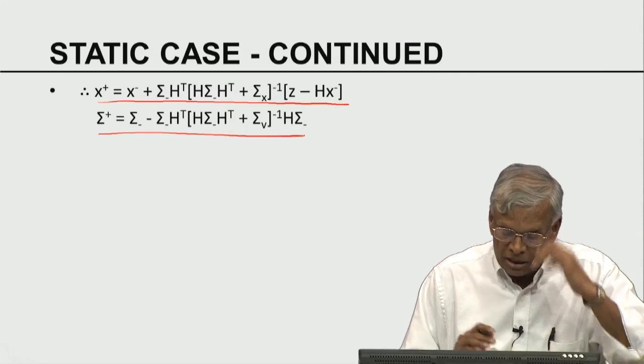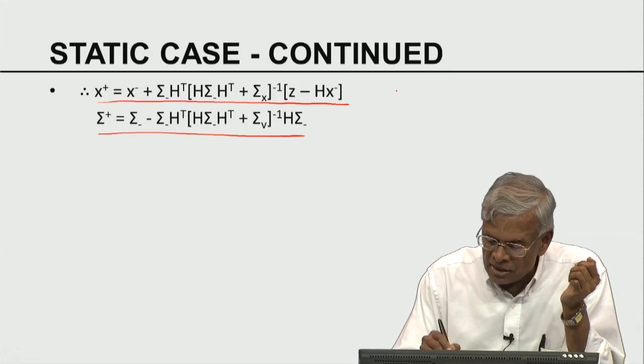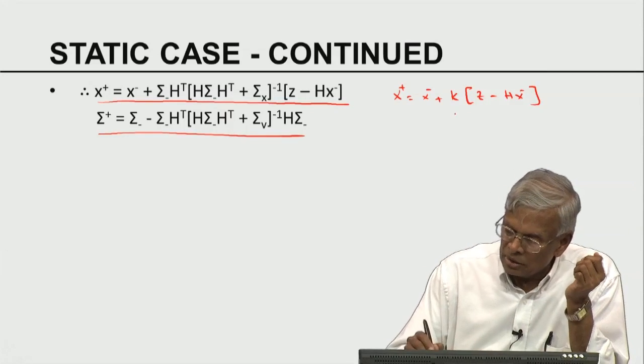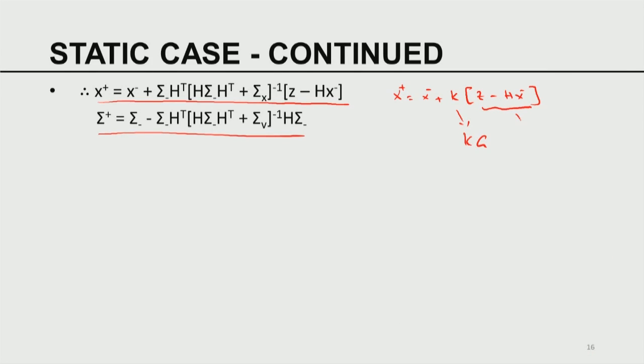And in the traditional literature, this is generally written as x plus is equal to x minus plus K times z minus H x minus. K is called the Kalman gain. This is called the innovation. This is called the posterior covariance.